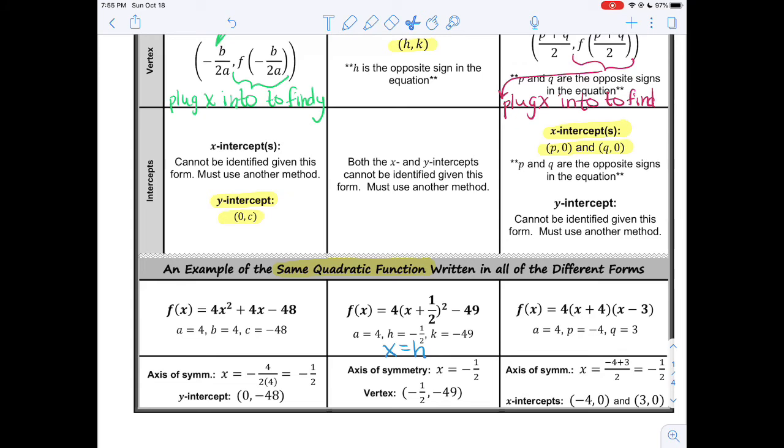Our axis of symmetry, remember that we have a little equation that we have to plug into, where our axis of symmetry is the line x is equal to negative b over 2a. So that's negative 4 divided by 2 times 4, or a negative 1/2. That matches what we came up with in the vertex form, which should make sense because we're talking about the same exact function. The other thing that you might recall is easy to determine from this form of the equation is the y-intercept. It's simply an x value of 0, and the y value is our c value. So our y-intercept is 0, negative 48.